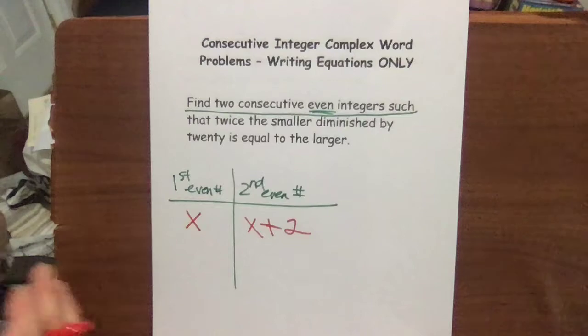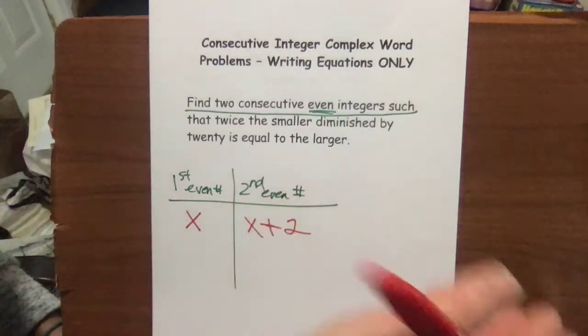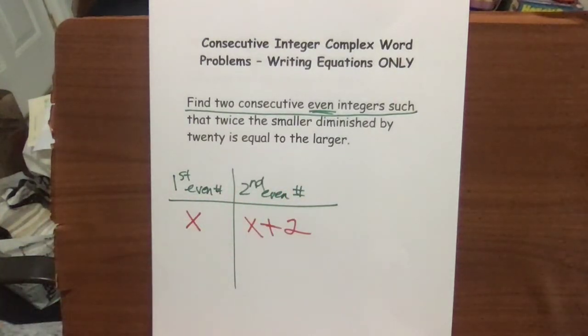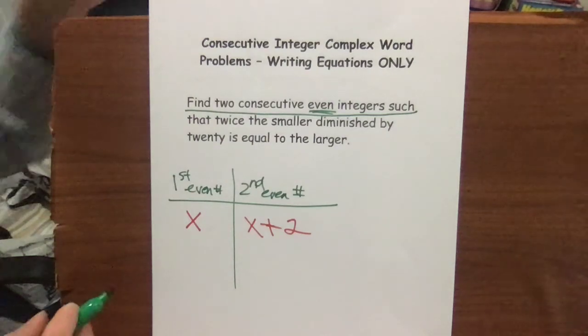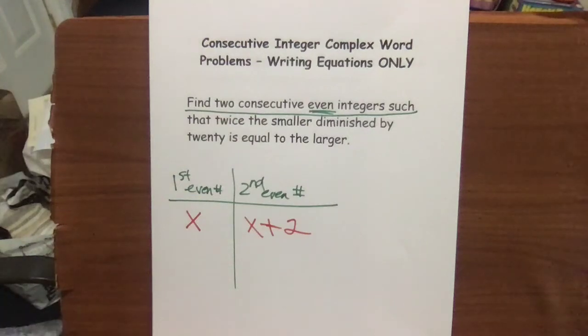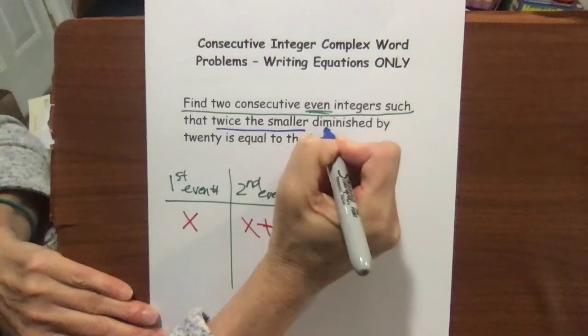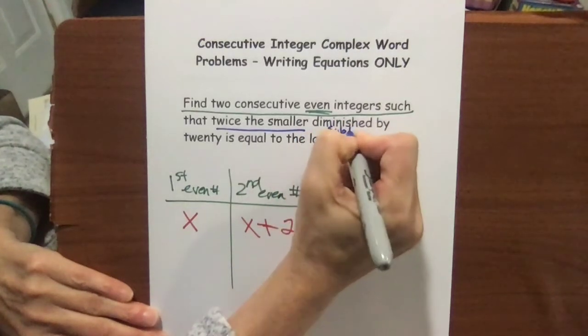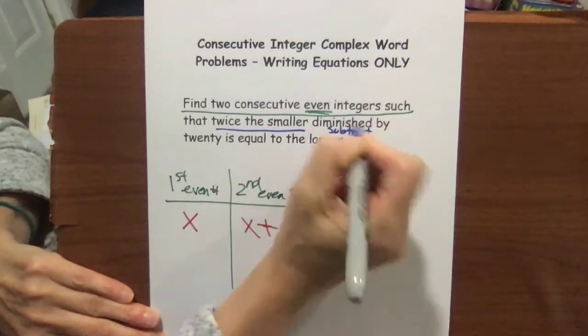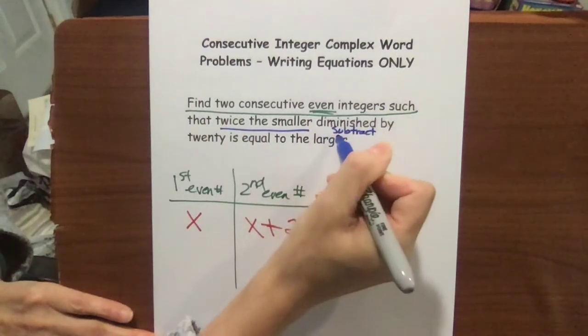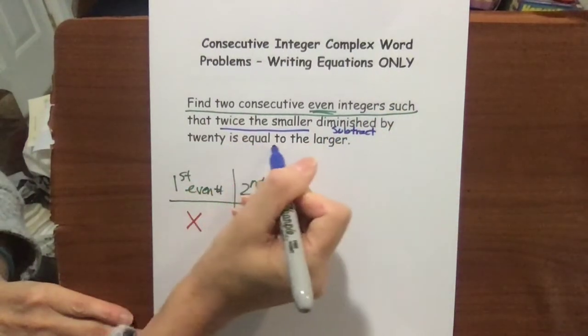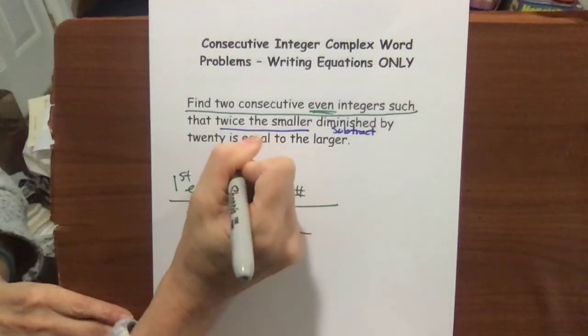All right, now you're not just going to say x plus 2 equals to whatever, because that's not what the words are saying. So now we're in a different position than we were in the last lesson, where it said sum all of the integers and equal to a number. This time it says twice the smaller number. Diminished means subtract. Twice the smaller, and we're going to subtract 20 is equal to the larger. So we really got a lot going on here.